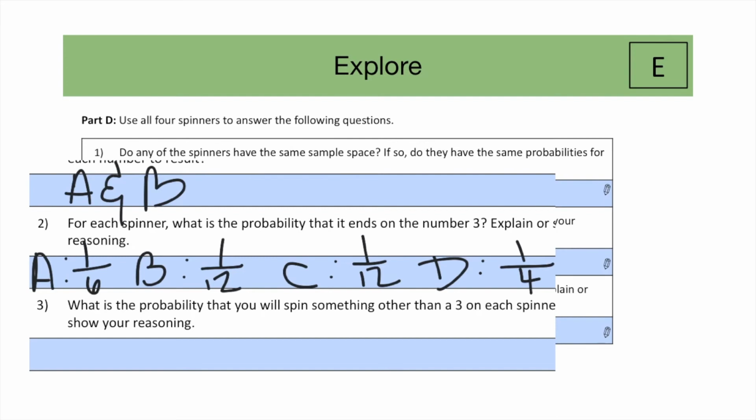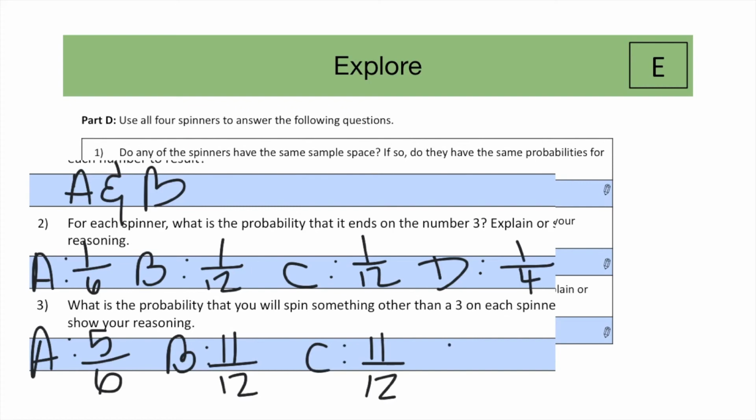What is the probability that you will spin something other than a 3 on each spinner? Explain or show your reasoning. For spinner A, that will be 5/6. For spinner B, that will be 11/12. For spinner C, that will also be 11/12. And for spinner D, it will be 3/4. Each of these values was computed by counting the number of things that were not the number 3 on the spinner and dividing by the number of sections on the spinner.